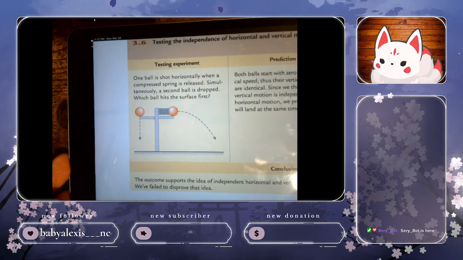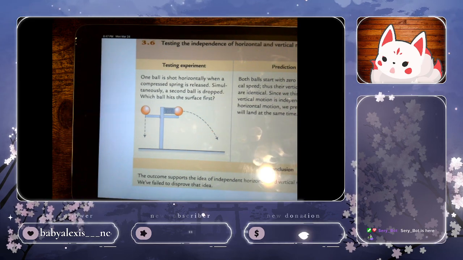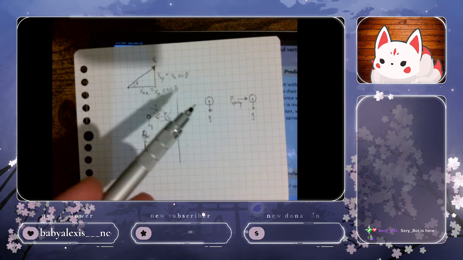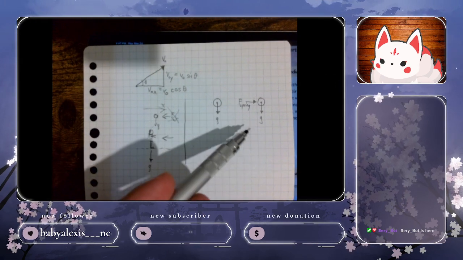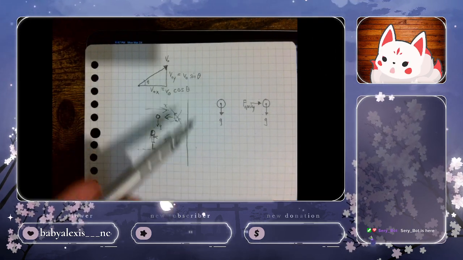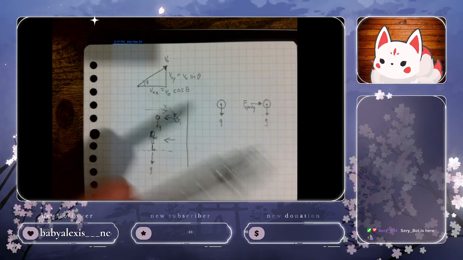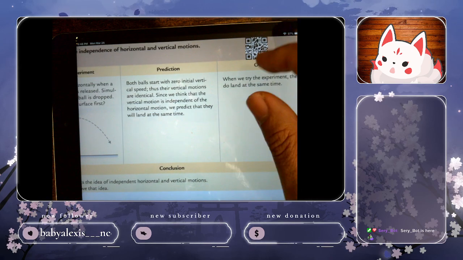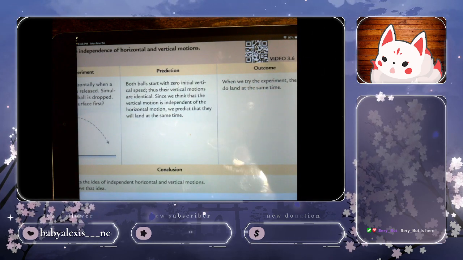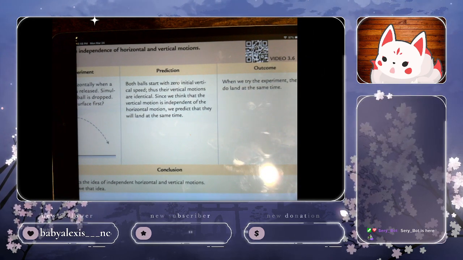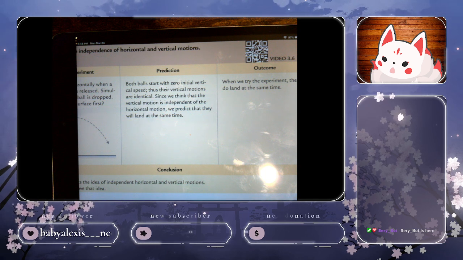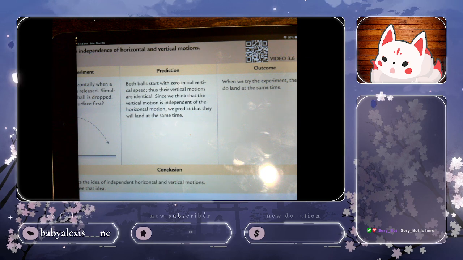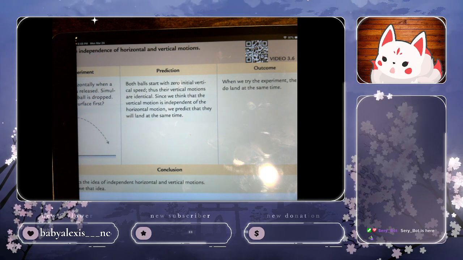While normally it would be understandable to think it might be different based off the forces affecting it, it makes sense it would be the same because the only thing affecting up and down, the y, is gravity, and they're the same. They're identical balls. So, prediction: both balls start with 0 initial vertical speed, thus their vertical motions are identical. Since we think that the vertical motion is independent of the horizontal motion, we predict that they will land at the same time.